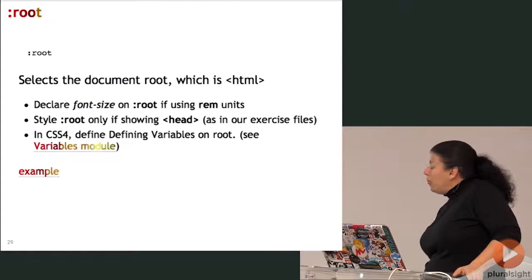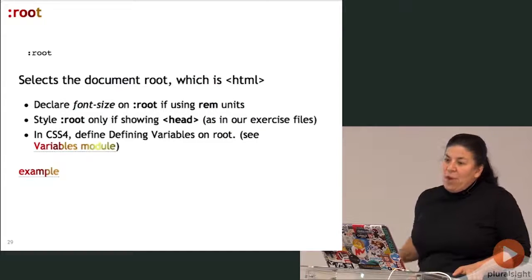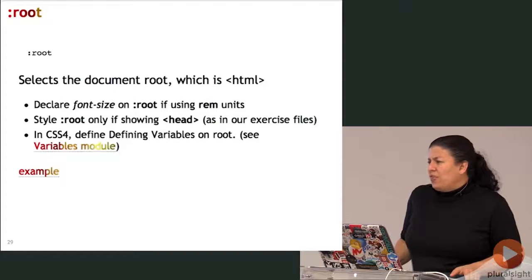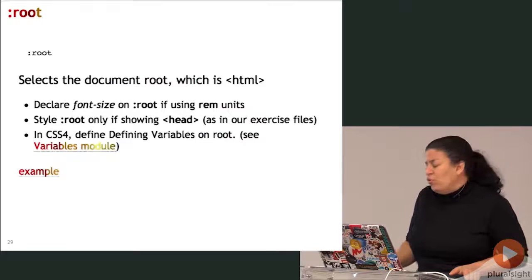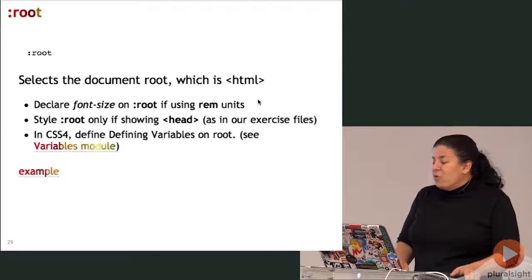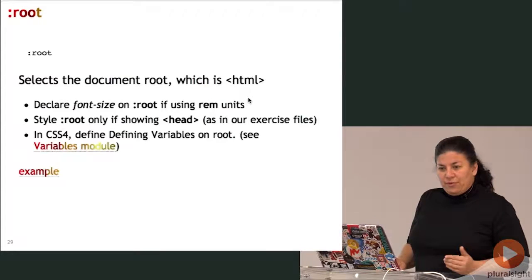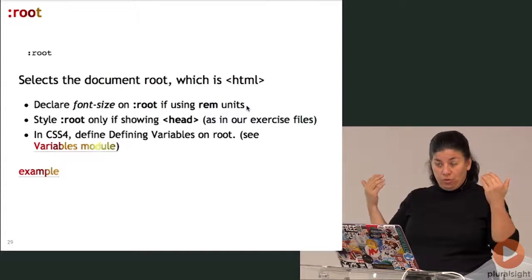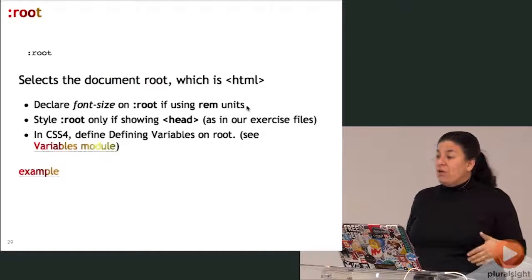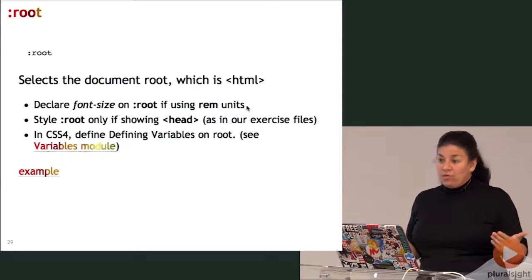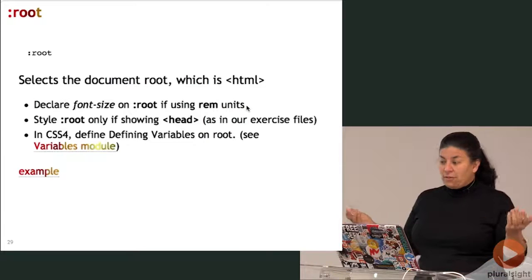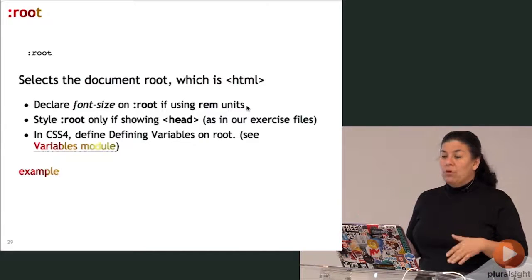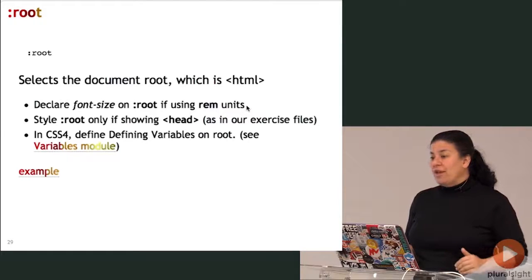What was I going to say? Oh, so why is it important? Because we have rem units, which stands for root em or relative em, root em. Rem units are fairly well supported, and we're going to talk about it later today. You basically declare the font size on the root, and then every time you declare a font size thereafter, instead of saying 12 pixels or 1em, whatever, you say 1rem, which means whatever the root element size is.